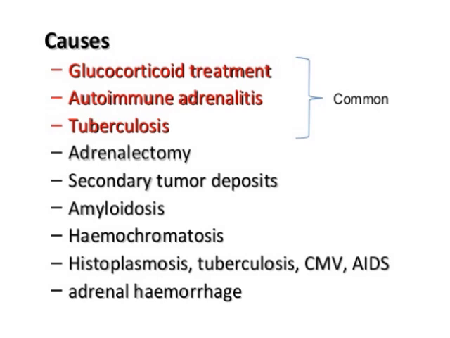Tuberculosis is very common in our part of the world, and tuberculous adrenalitis leads to adrenal insufficiency. Surgical removal of the adrenal gland, adrenalectomy, for any bleed, adenoma, tumor or mass, and after that adrenal insufficiency results. Secondary tumor deposits can result in this insufficiency, as can amyloidosis, hemochromatosis, and some infections like histoplasmosis, cytomegalovirus, AIDS, and sometimes adrenal hemorrhage.